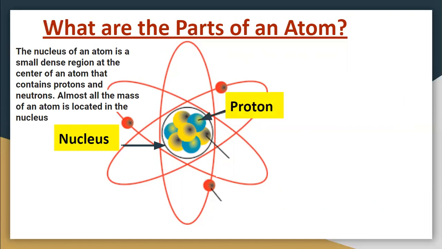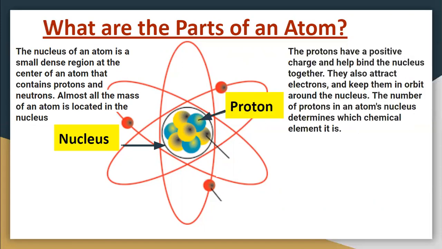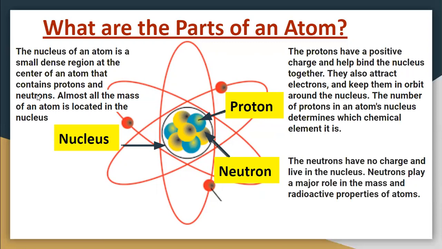There's your proton inside of the nucleus. The protons are positively charged and they help bind the nucleus together. They also attract electrons and keep them in orbit around the nucleus. The number of protons in an atom's nucleus determines which chemical element it is. There's a neutron also located in the nucleus. The neutrons have no charge, they're neutral, that's why they're called neutrons, and they live in the nucleus. Neutrons play a major role in the mass and radioactive properties of atoms.